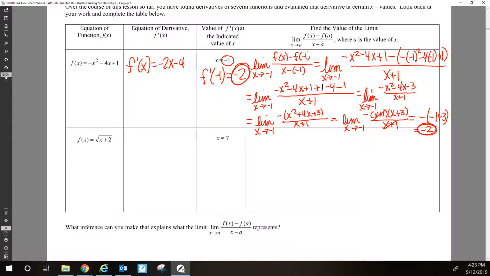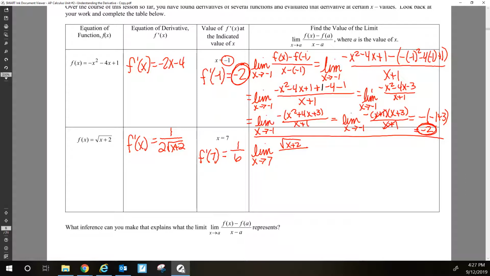but hopefully not. All right, we found the derivative of this second guy here to be 1 over 2 square root of x plus 2. If I find the derivative at 7, or we did find it earlier, we said it was 1 over 6. All right, so we're going to plug it in. I'm just going to go straight into it. So the limit as x approaches 7 of f of x, which is the square root of x plus 2.